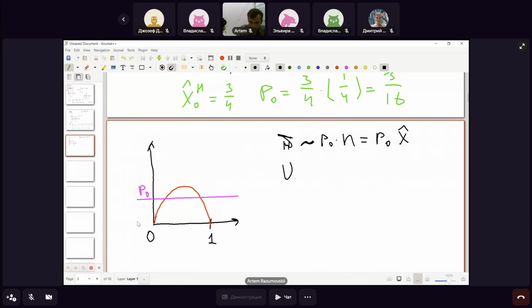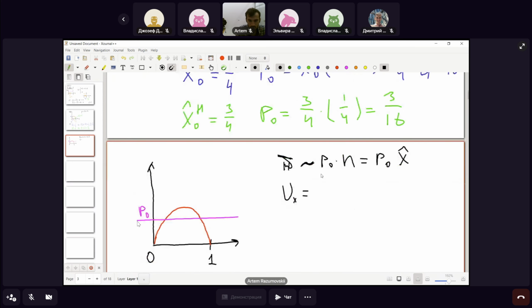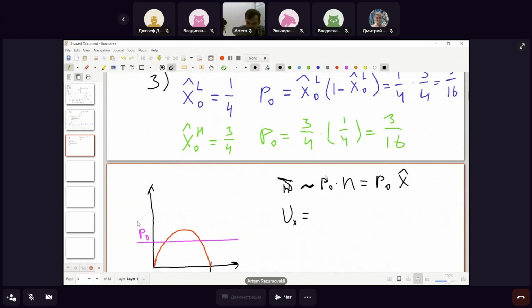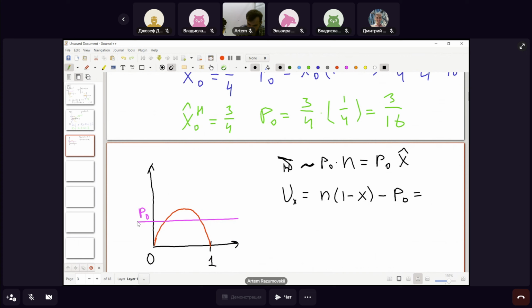And then the utility of some consumer x is, you know, what is this? Yeah, we know, but I forgot. Okay. And 1 minus x and minus p. Here 0. And we can rewrite it as x hat times 1 minus x, because it's for the exact consumer. Right? So they think about this consumer. And then the platform price.